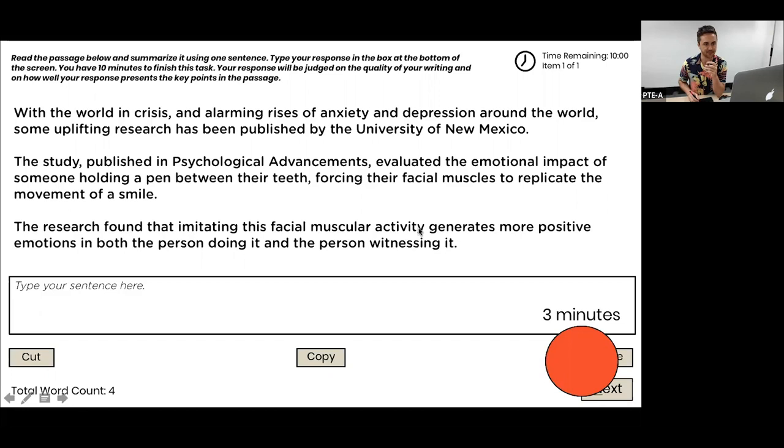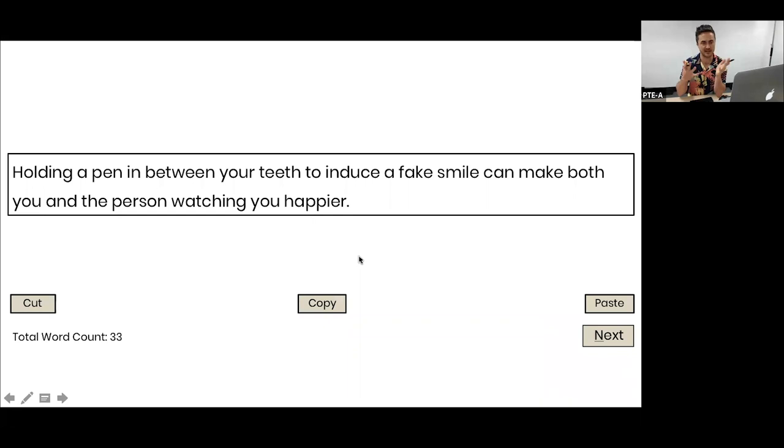Nice. Ravi's is good too. There's some really good sentences coming in here. Nice. Sakshi's is good too. So well done. There's some really good sentences coming in. So this is my sentence. It's quite brief, but this is sufficient.